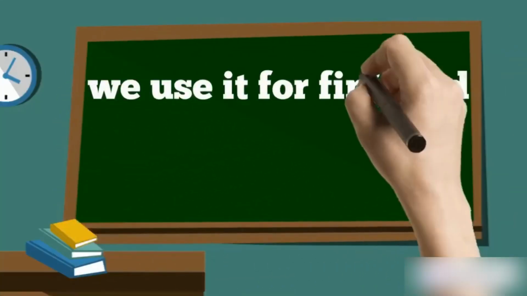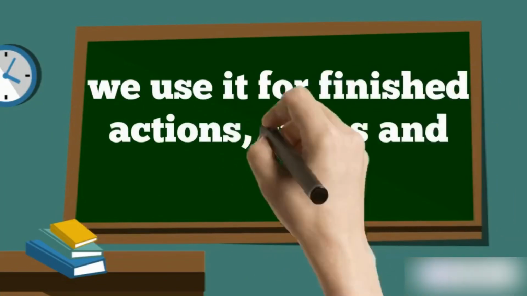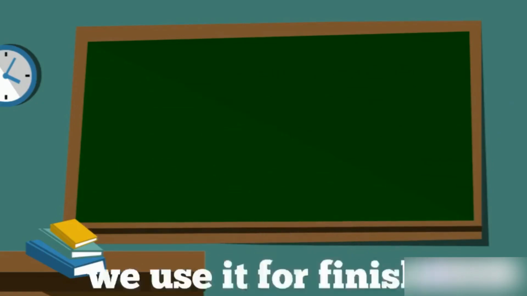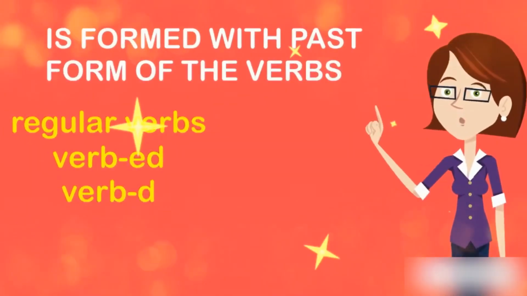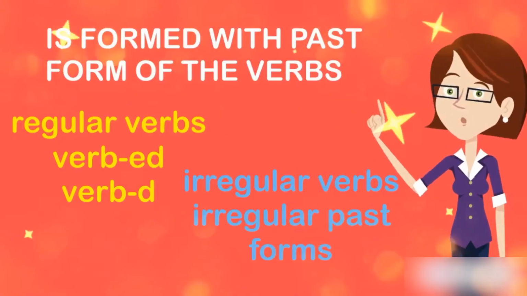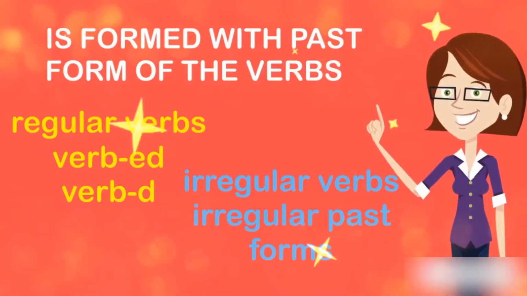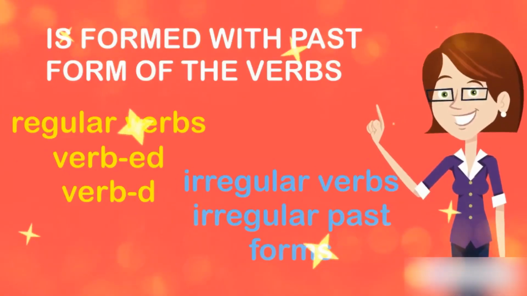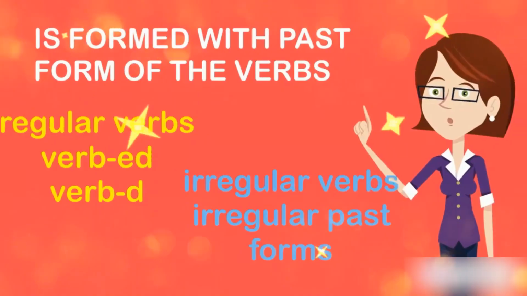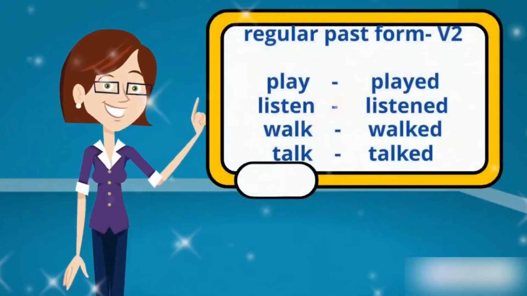Let's start. As you know, the past simple is used for finished actions, states, and habits in the past. To make the past simple, the past form of the verbs is used. Regular verbs end with ed or d, while irregular verbs change. Now let's go over some examples.